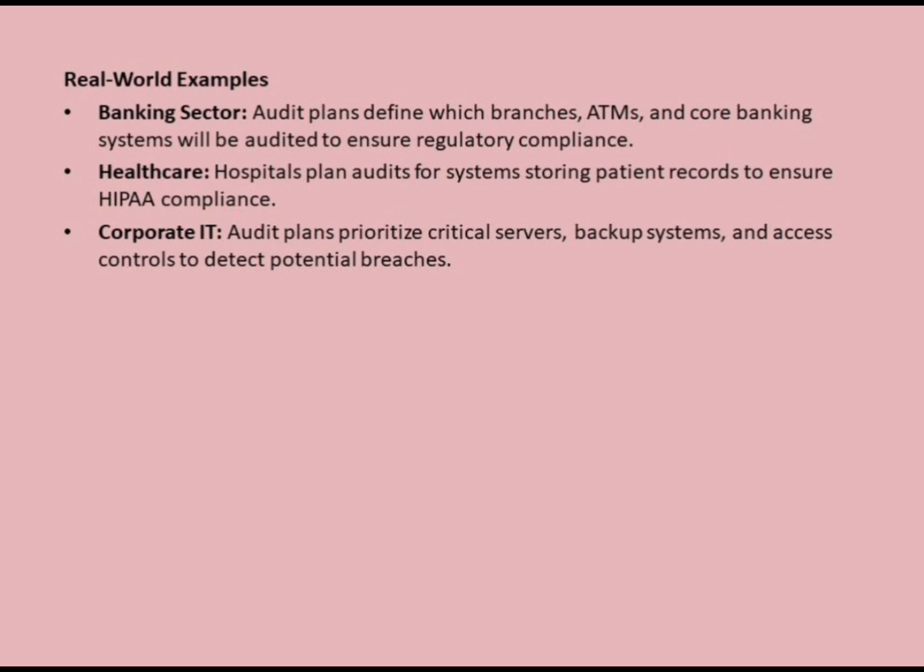2. Healthcare. Hospitals and healthcare providers store sensitive patient records electronically. Audit planning helps identify systems that store medical records, billing data, and lab results for review. This ensures compliance with regulations such as HIPAA and prevents unauthorized access to patient information. Example, auditors may plan to first review access controls and encryption mechanisms for electronic health records before checking less critical administrative systems.